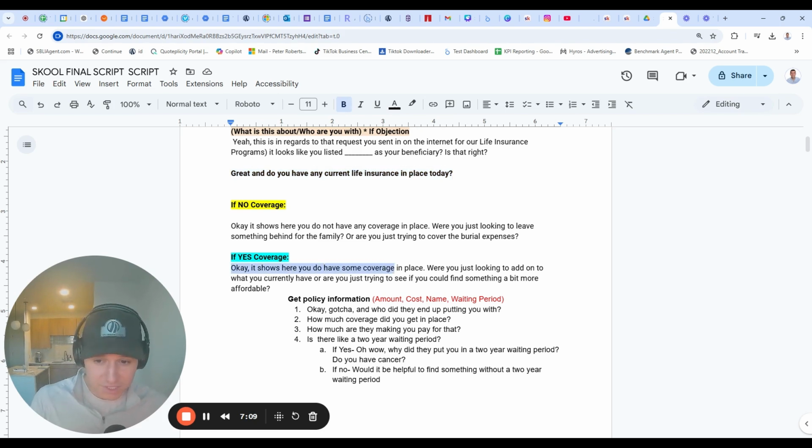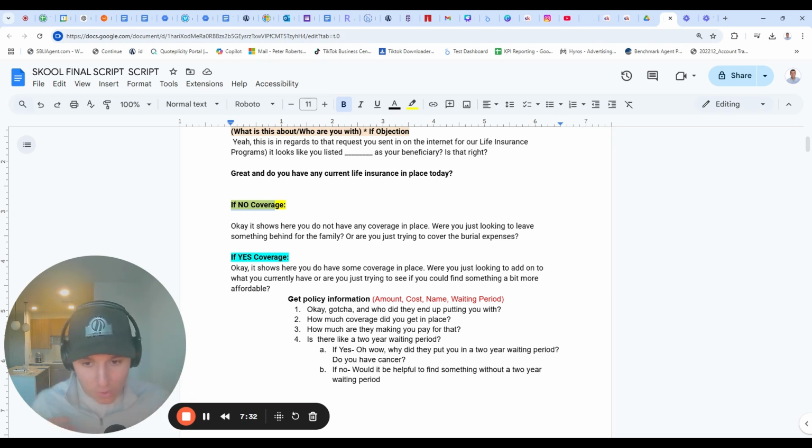So, it shows here you do have some coverage in place. Were you just looking to add on to what you currently have, Miss Betty? Or are you just trying to find something a bit more affordable? Okay. So we're always asking two questions. When they don't have coverage, are you looking to leave something behind for the family? Trying to cover the burial expenses. Two questions. If yes coverage, are you looking to find something more affordable? Or are you trying to add on to what you have?